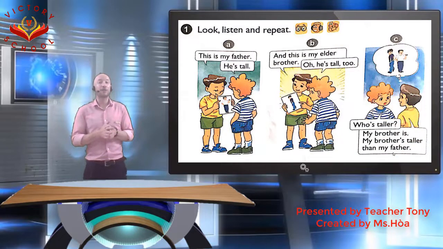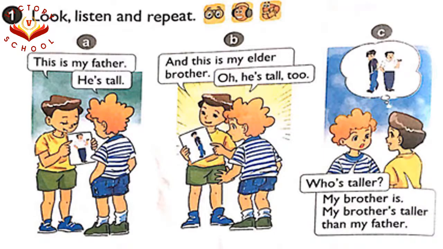Open your books and it's number 1. We do the dialogue. First, listen. Page 26, Lesson 2, Activity 1. Look, listen and repeat. A. This is my father. He's tall. B. And this is my elder brother. Oh, he's tall too. C. Who's taller? My brother is. My brother's taller than my father.